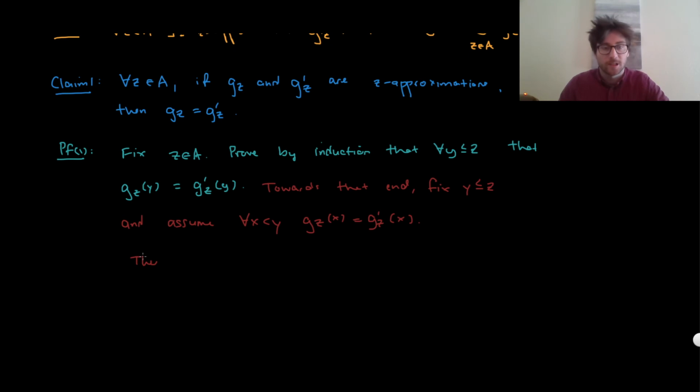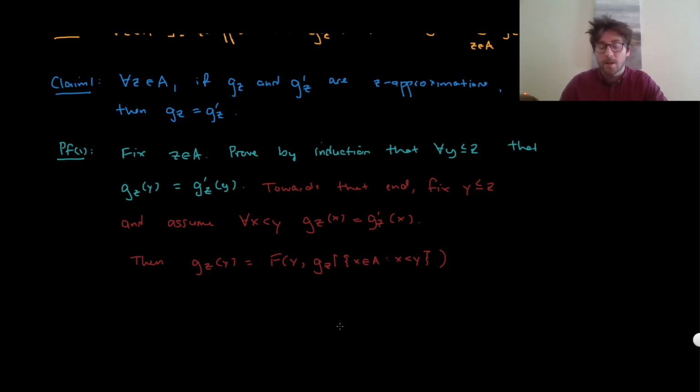So g sub z of y, by definition, is what we get when we take the rule and apply it to y, and we have access to all the previously defined information. And what is this right-hand term? This is the partial function that codes all of the previously defined values. It's going to be g sub z of 0, and then g sub z of 1, and then 2, and so on, but for every single value that's less than y.